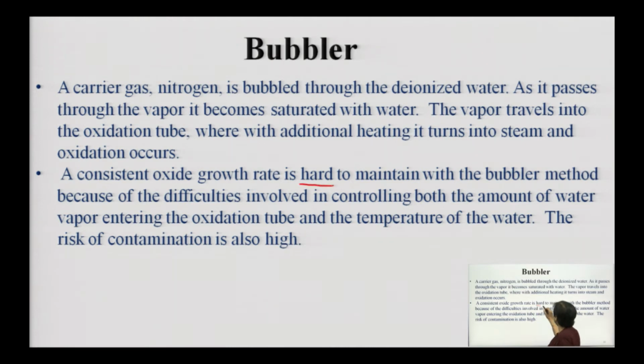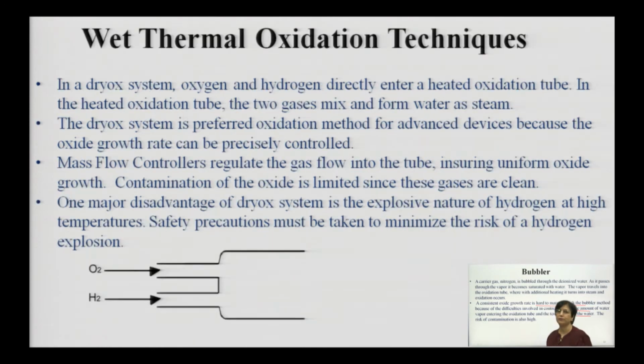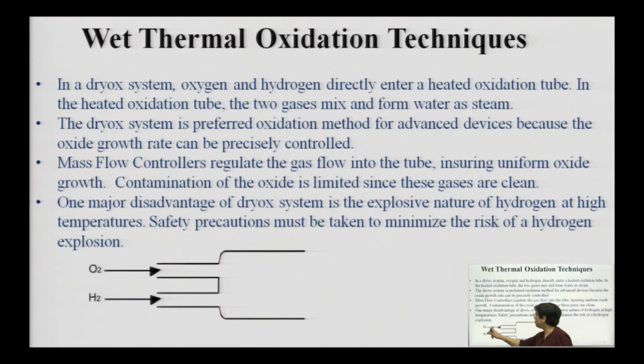The oxide rate is hard to maintain with the bubbler method, because of the difficulties in controlling both the amount of water vapor entering the oxidation tube and the temperature of the water, as well as the risk of contamination during transportation. So, we have another method where we combine both oxygen and hydrogen within the tube. Instead of boiling water and flowing water vapor onto the substrate, we combine them and produce the moisture here. So, you do not have any contamination happening. This is happening within the chamber itself, and you have your wafers kept over here.